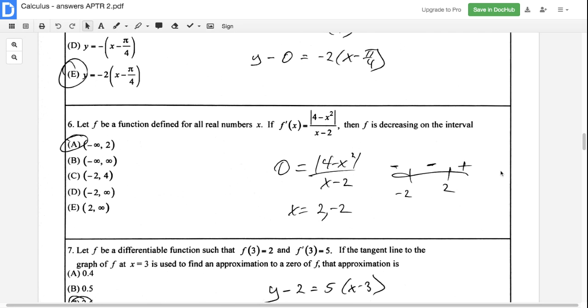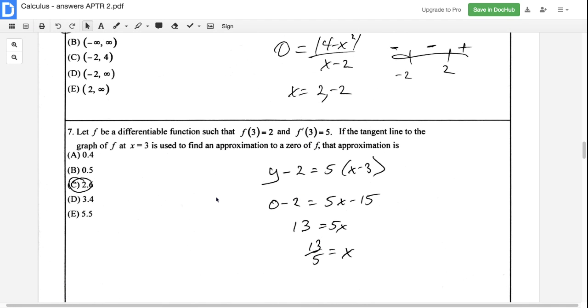So I do a sign line with everything. Since it's absolute value, I want to make sure I plug in for everything. So I plug in a 3. We know the top is always going to be positive. So I plug in 3 on the bottom. It's going to be positive. So positive over positive gives me a positive. I plug in 0. Again, top is positive. Bottom is negative. So I get a negative. I plug in a negative 3. Top is positive. Bottom is negative. So we get a negative. So when is it decreasing? It's decreasing less than 2, which is going to be right there.